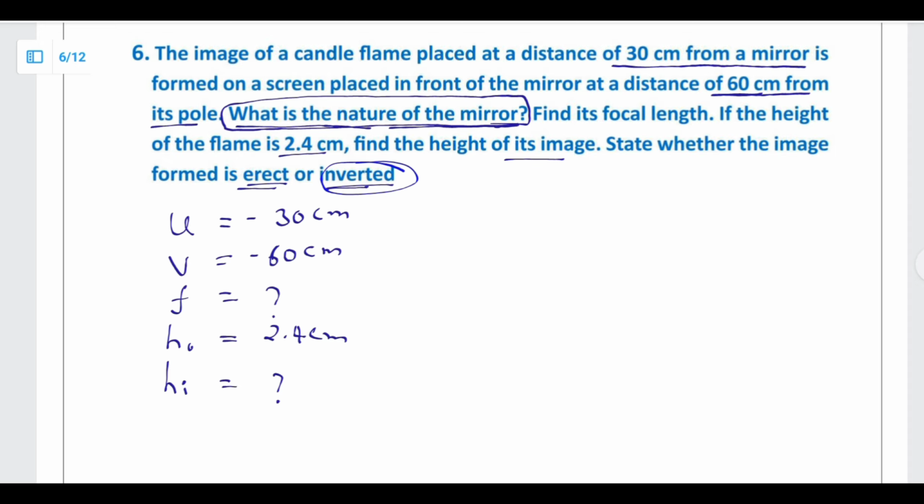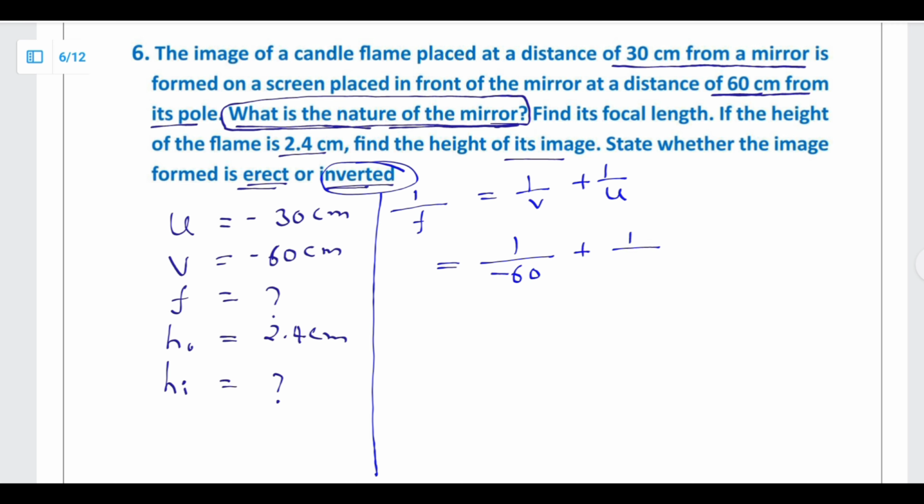So first of all, we are going to find the focal length of the mirror using the mirror formula. What is the mirror formula? 1 by f equals to 1 by v plus 1 by u. What is the image distance? Minus 60 centimeters. What is the object distance? Minus 30 centimeters. What is the LCM of 60 and 30? 60, because it is a multiple of 30. So 60 is the LCM.